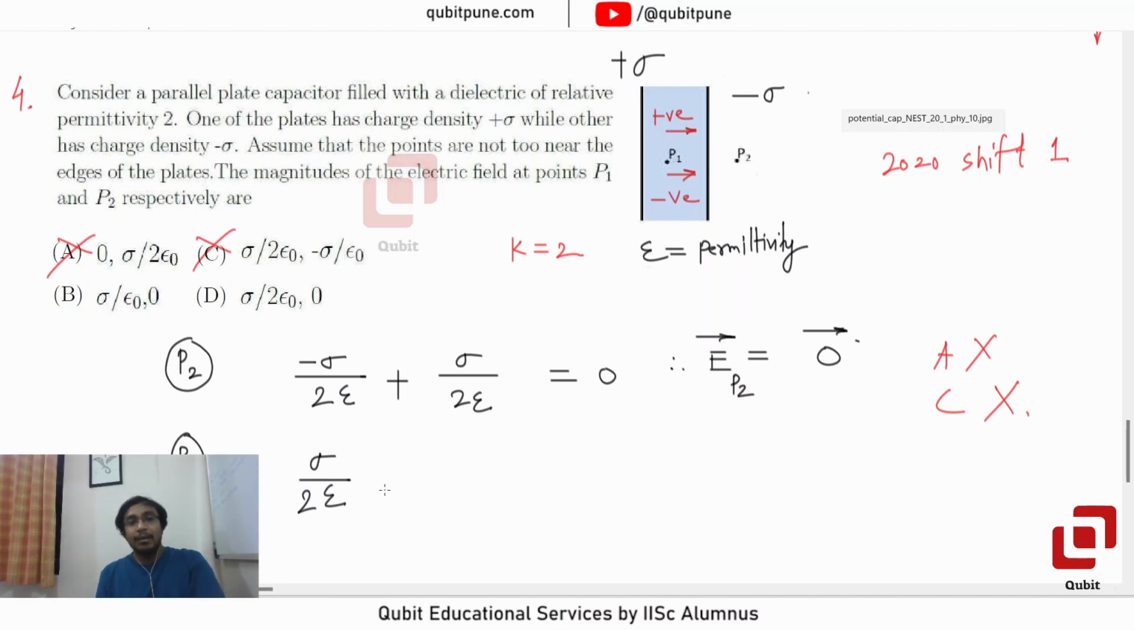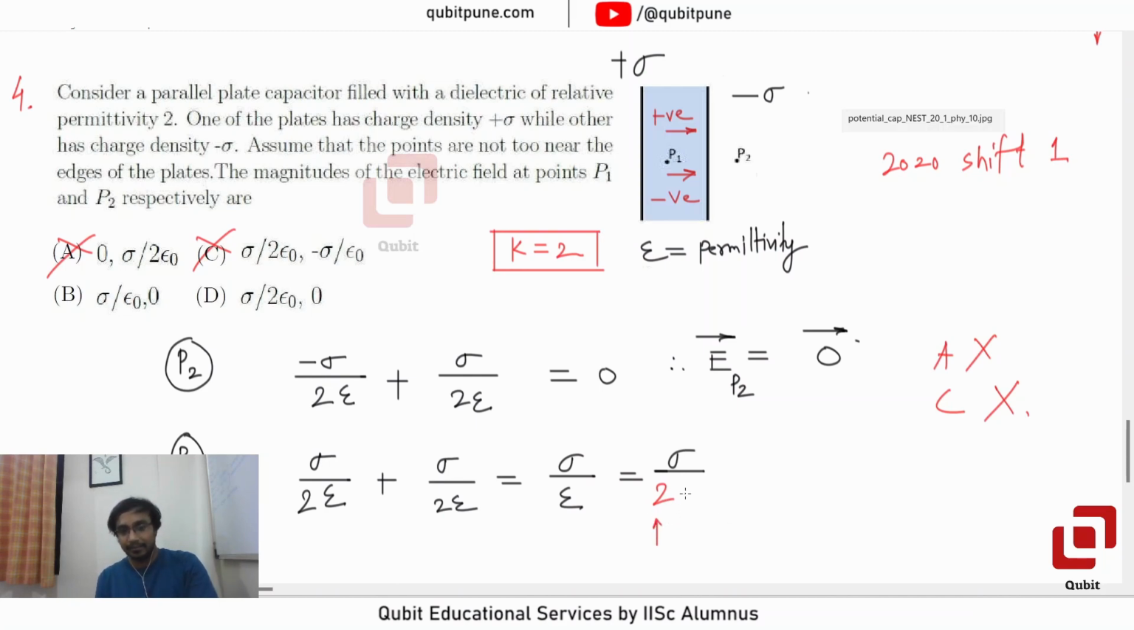But this is for a single plate. Because both are unidirectional, I can add them and arrive at the conclusion that the field is sigma by epsilon. We know that, but here it is sigma by 2 epsilon naught. Why 2? Because that 2 is the dielectric constant, not permittivity. The dielectric constant is 2. So 2 epsilon naught.